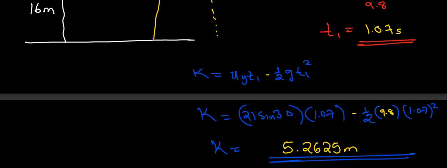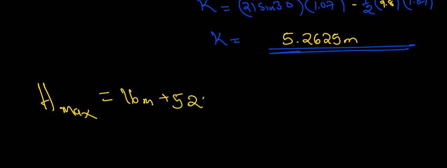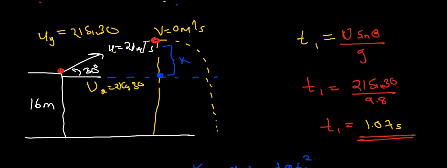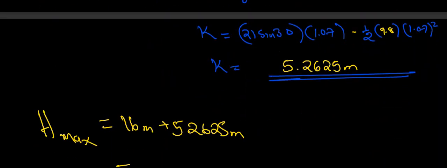Yeah, so we need to get the h max now, the total maximum height. So we say h max. H max is the 16 meters plus the 5.2625. Yeah, so beauty, add the 16 to what you've gotten, because now we're looking for the total height. We already had our 16, we found our k, so we're adding everything. What do you get? Should be what? 5 points. This is supposed to be 21, right?